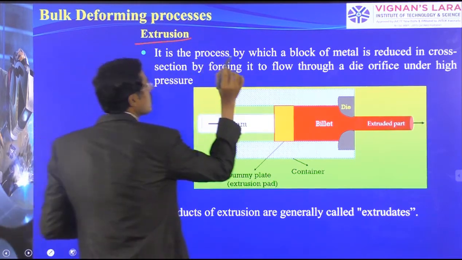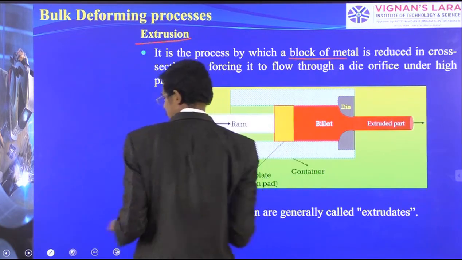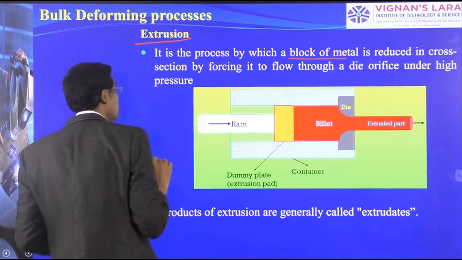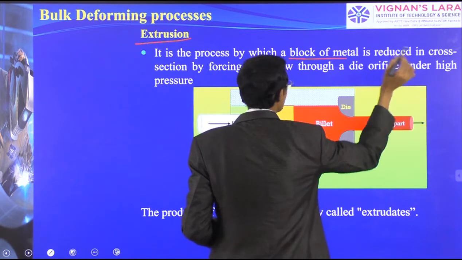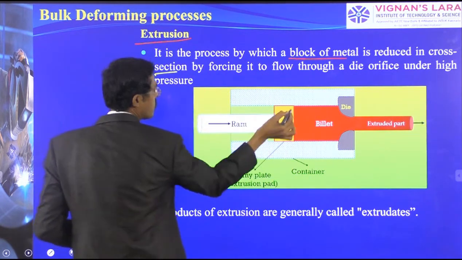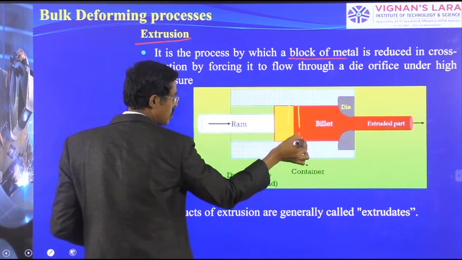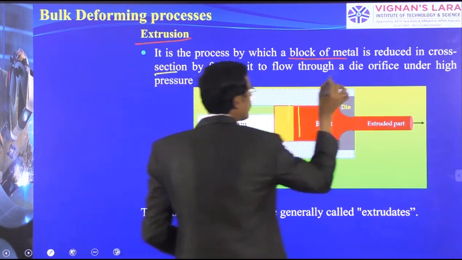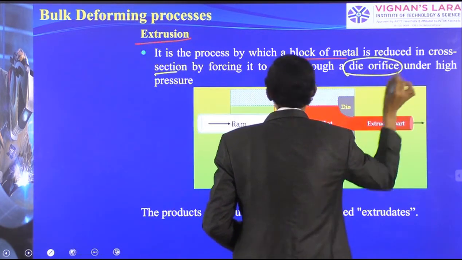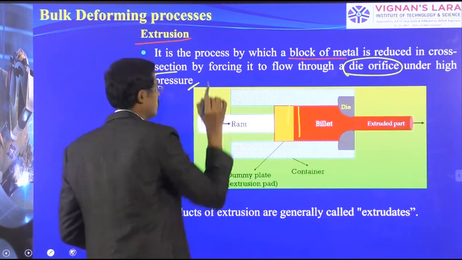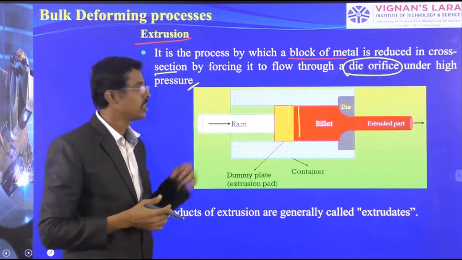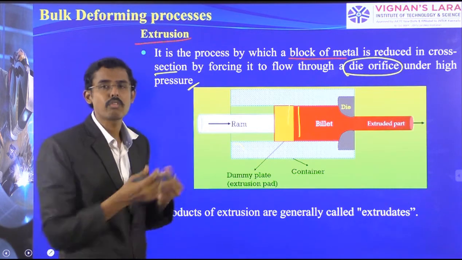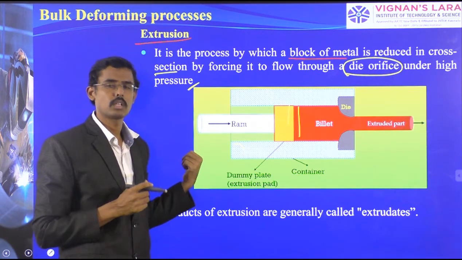It is a process by which a block of material is reduced in cross section by forcing it to flow through a die orifice under high pressure. Where are we giving the pressure? This also has types that we have to see: forward extrusion and backward extrusion.